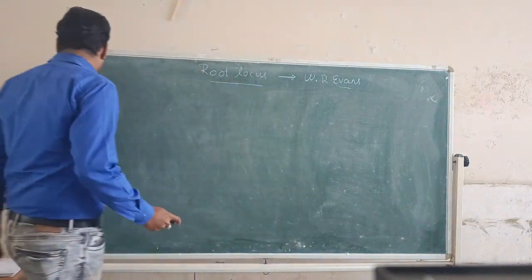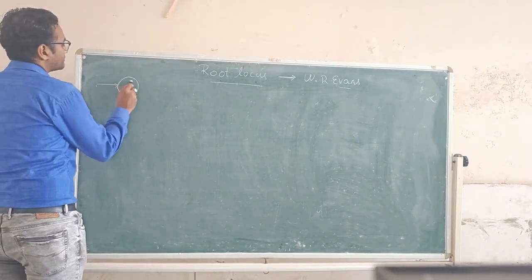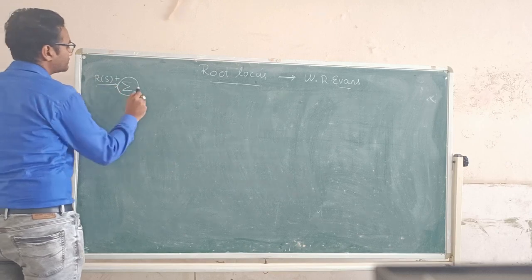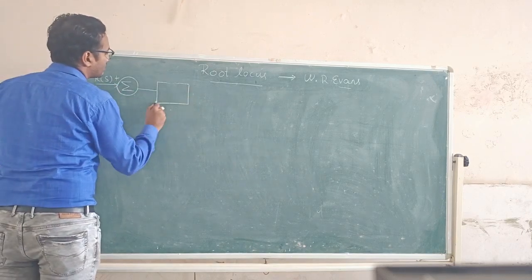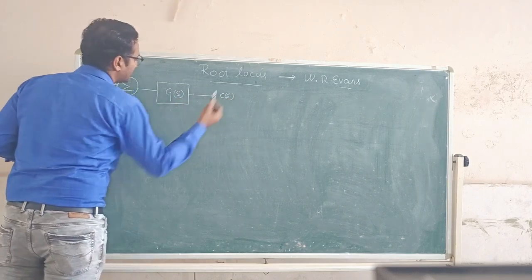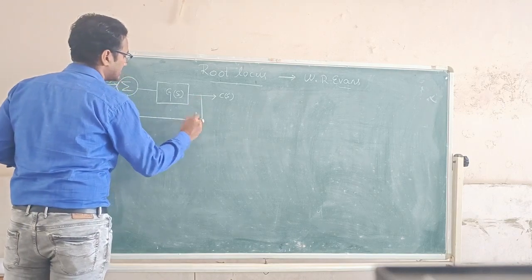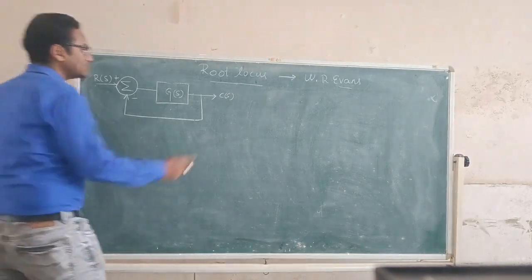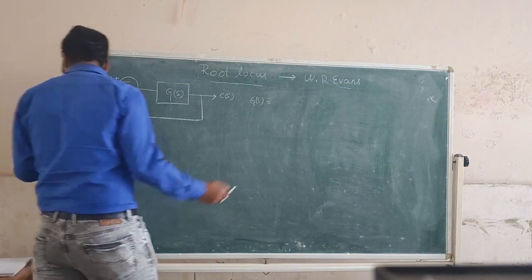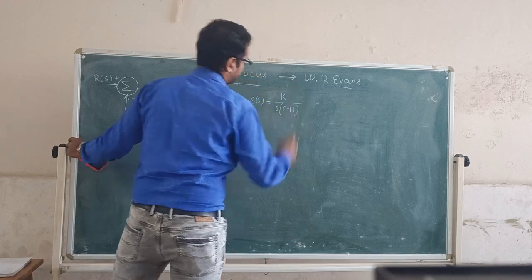Let us see one example. For example, one system is there. This is a summing point, and this is positive. This is G(s) and this is C(s), and here unity feedback is there. So what is G(s)? G(s) is equal to K divided by s into (s plus 1).